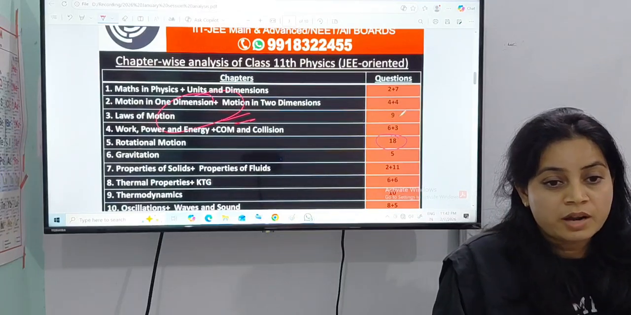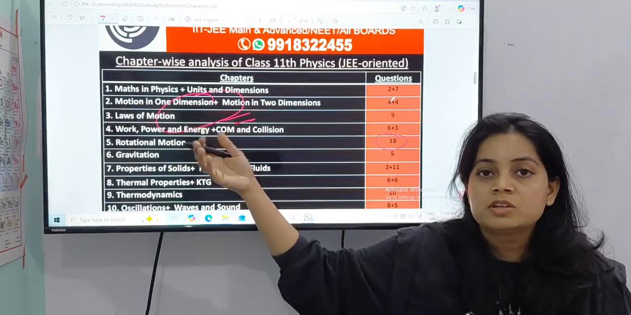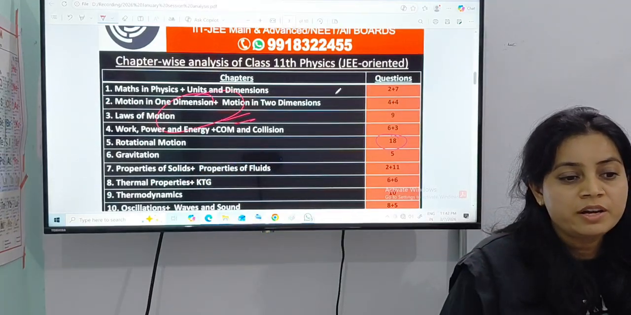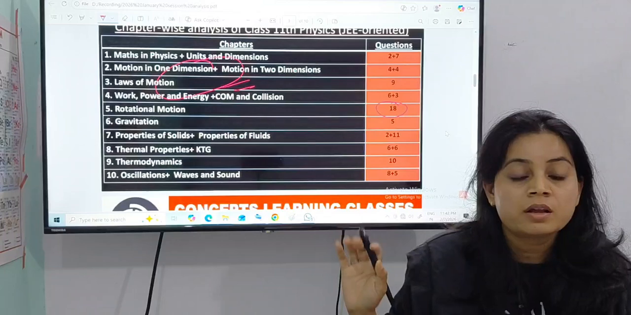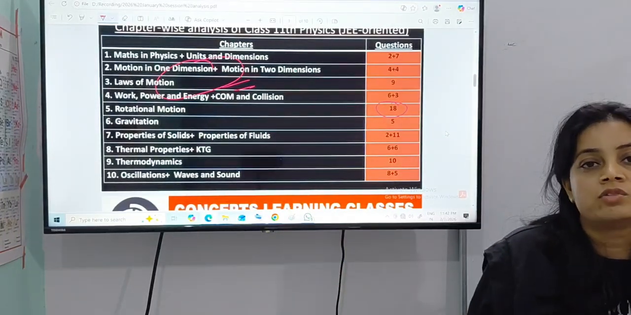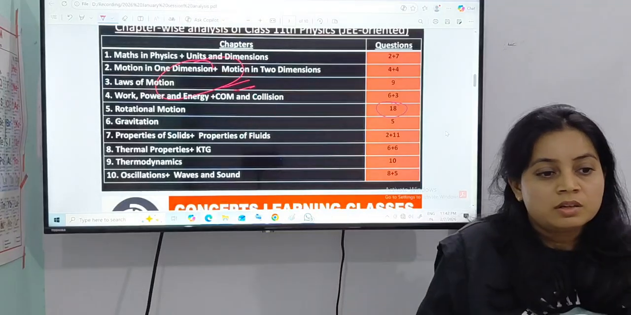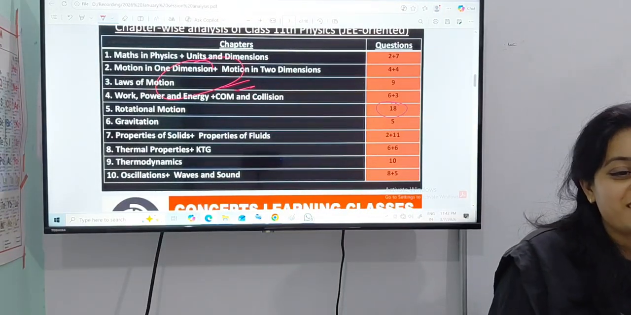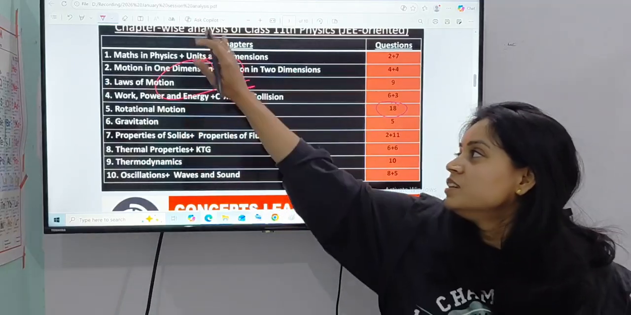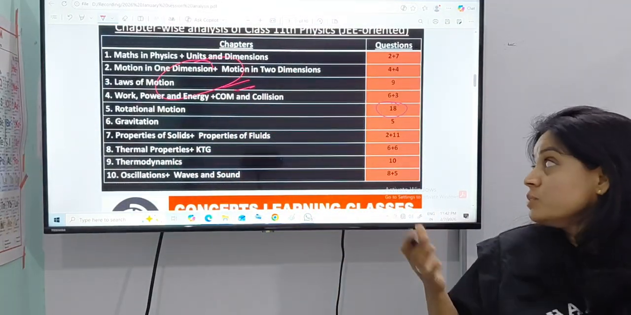And if you look here, 9 questions, 4 questions in motion in 1D, that means there will be papers in which there will be no questions from motion in 1D, right? But rotational motion is a topic from where you will definitely get a question. So there are a few topics which you must master. If you master rotational motion, that means you must know all the kinematics definitely, right? This time, see, fewer were asked from gravitation.